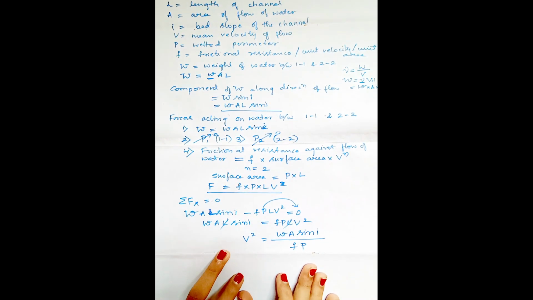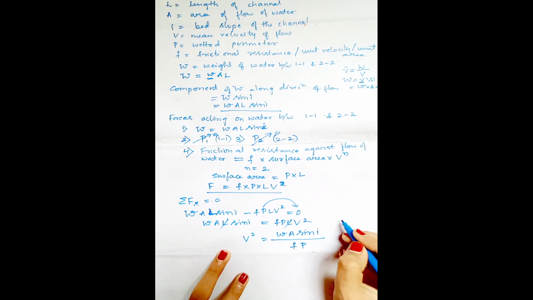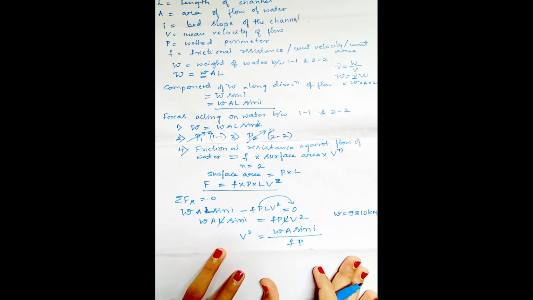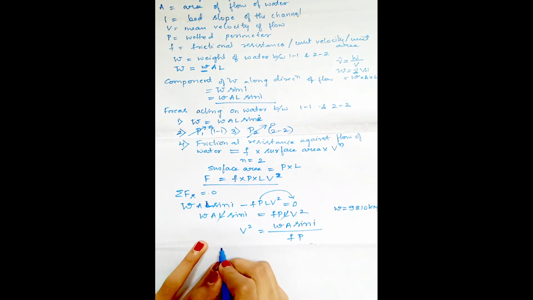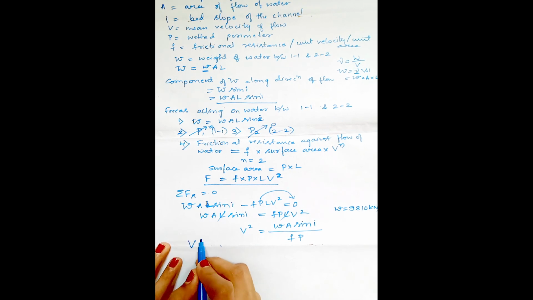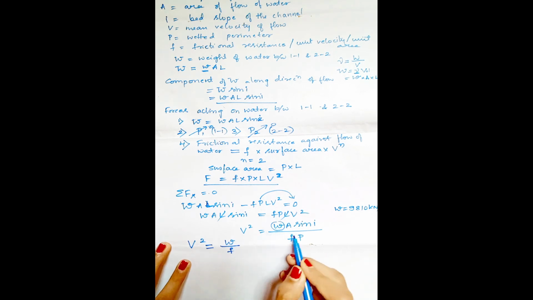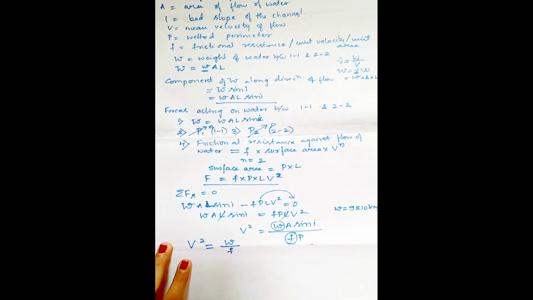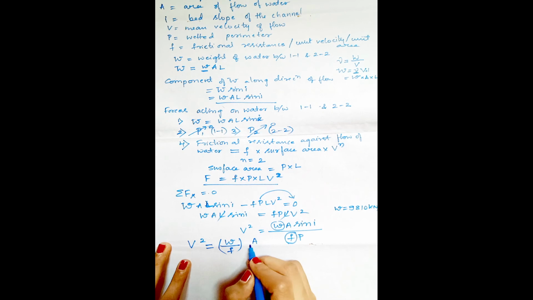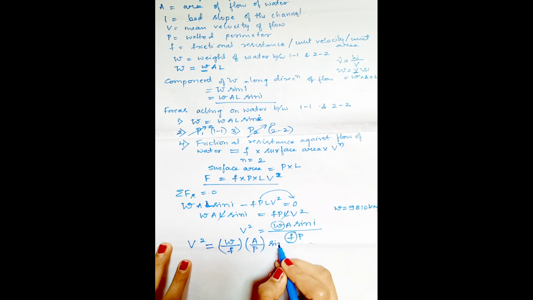Here, this is the specific weight. The specific weight of water remains constant, that is 9810 newton per meter cube. So we'll rearrange this equation. V square is equal to w divided by F. This specific weight and the coefficient of friction are constant terms, so we have grouped these two terms, and A by P, area to the wetted perimeter, into sin I.